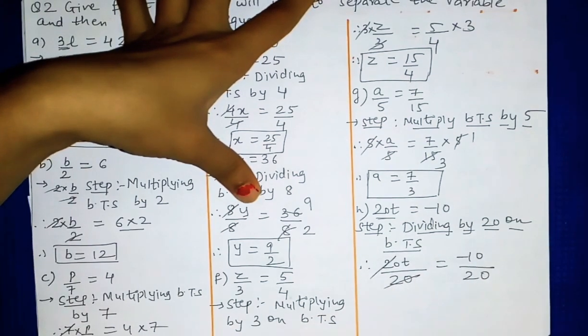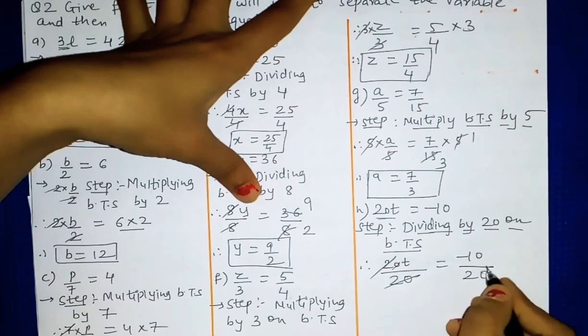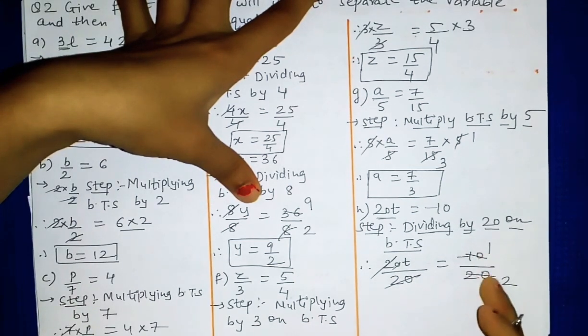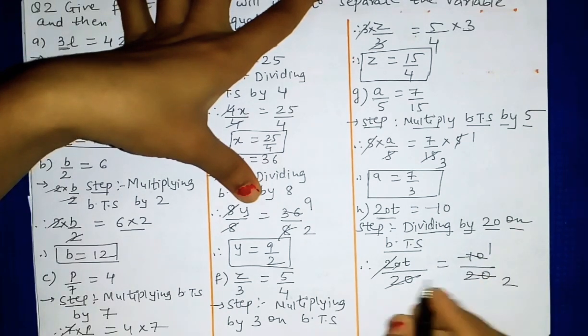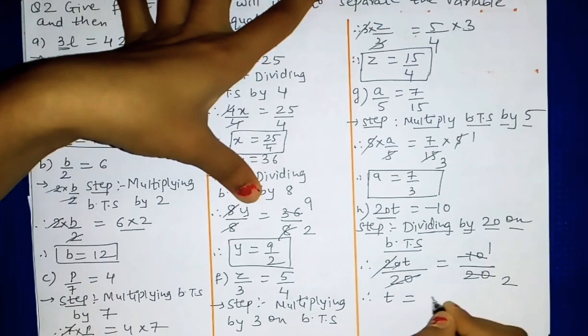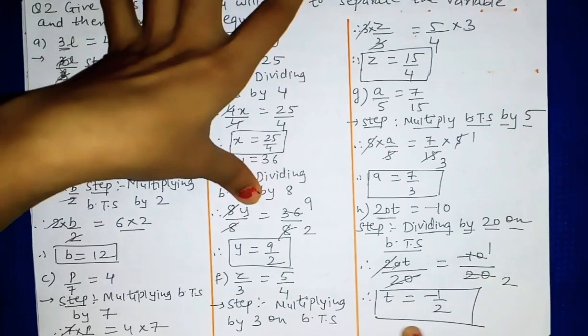Here 20 and 20 cancel. And here 10 1s are and 10 2s are. Or you can cut 0 and 0 and then minus 1 upon 2. Anyway you can do, the answer is going to be the same. Here t is left and this side minus 1 upon 2 is left. So this is the value of the variable t.